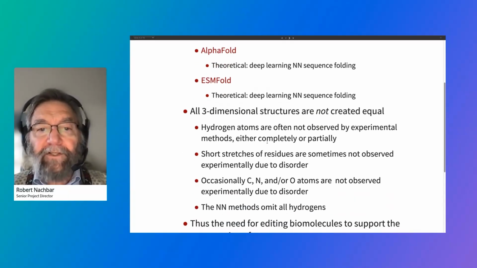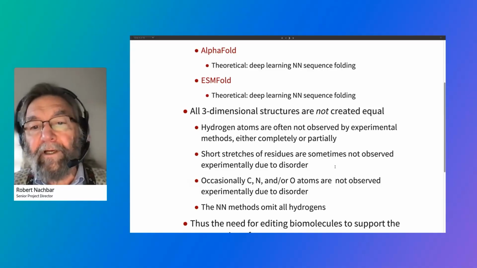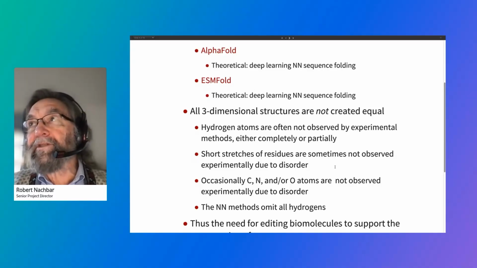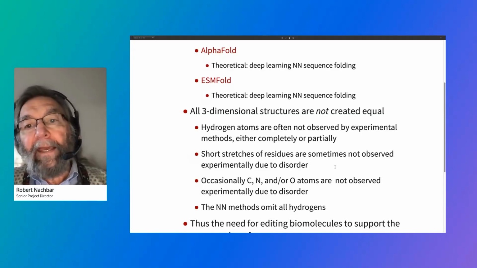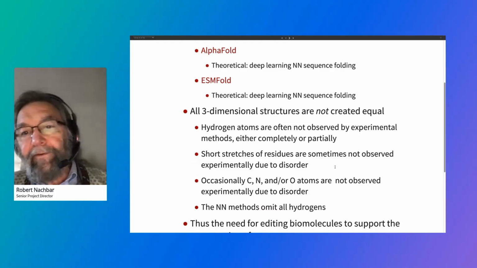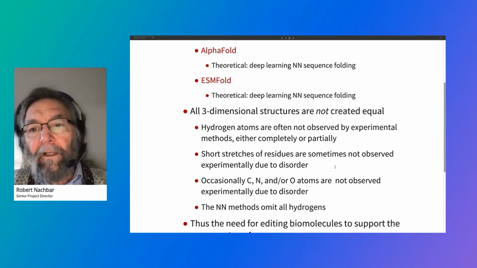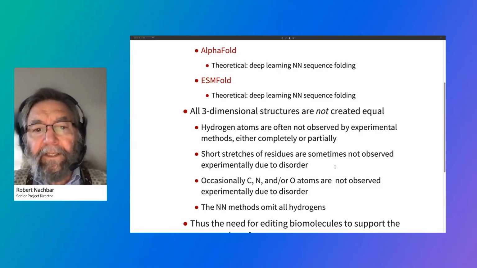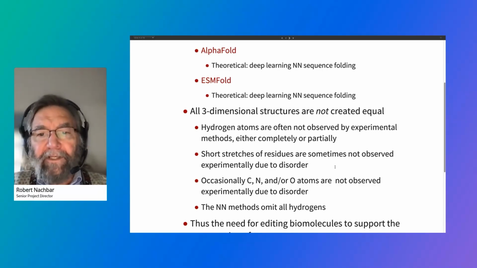Sometimes there are short stretches of residues that are not observed, again for disorder, things like loops between helices. Even within a crystal, there's room for motion there. And if they are wiggling a bit on the experimental time scale, the diffraction patterns from them are blurred and not measured well, and therefore their positions are not determined. And then occasionally there will be individual heavy atoms, carbon, nitrogen, oxygen, etc., that are not observed, again due to disorder.